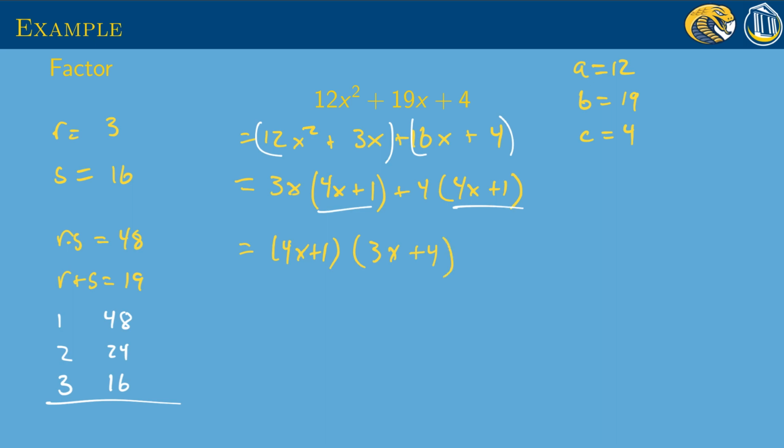Now what would happen if instead of r equals 3 and s equals 16, you had r equals 16 and s equals 3? Well, the math is still going to work out, although you might get a slightly different factorization. I encourage you to try this one for yourself.